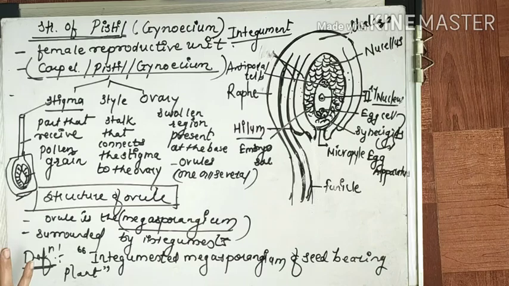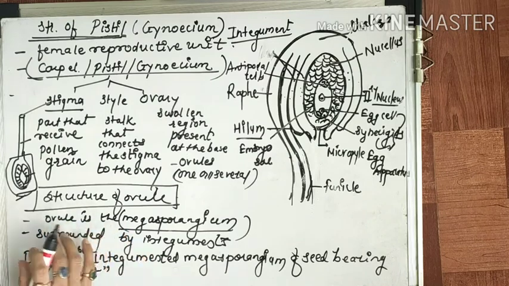Basically ovule has many parts, but one of the main ones is called ovule body and stalk, right? So we will start with that.